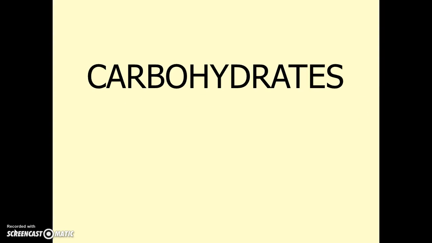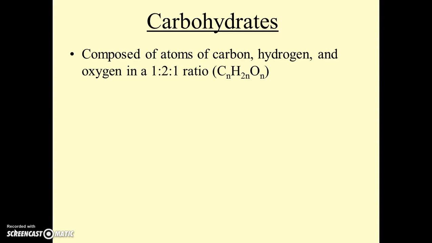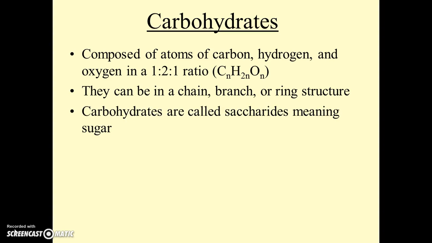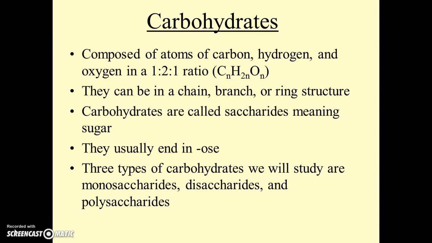Okay, so now we're going to continue with carbohydrates. They're composed of atoms of carbon, hydrogen, and oxygen in a 1 to 2 to 1 ratio. They can be in a chain, branch, or ring structure. They're called saccharides, which means sugar. And as you see, most of them end in ose. There's probably some that you have already heard of. And then the 3 types of carbohydrates we are going to study are monosaccharides, disaccharides, and polysaccharides.